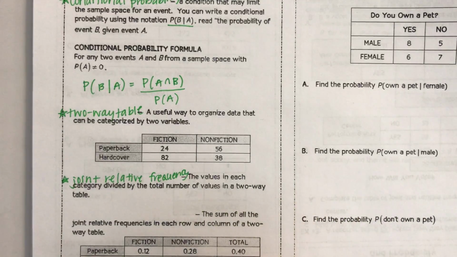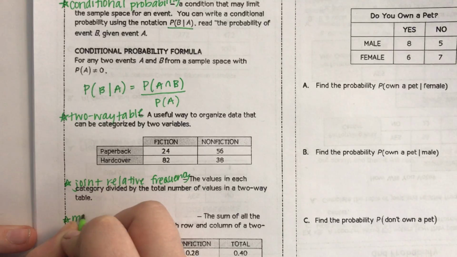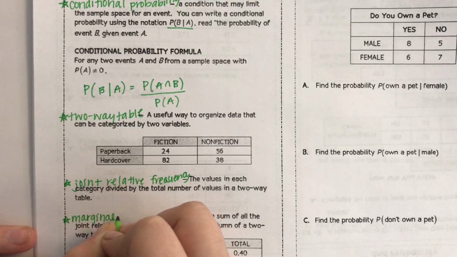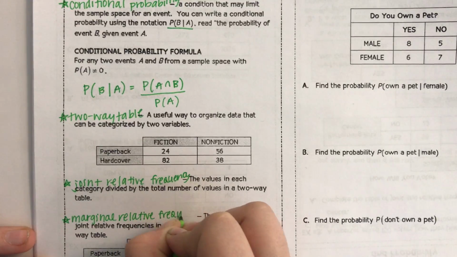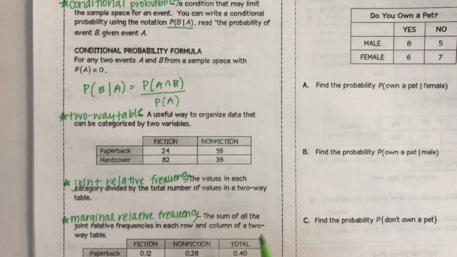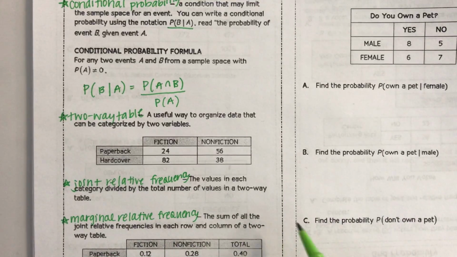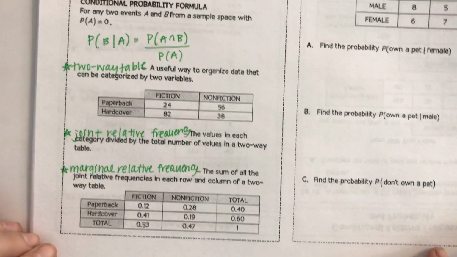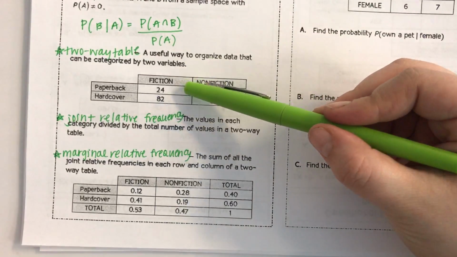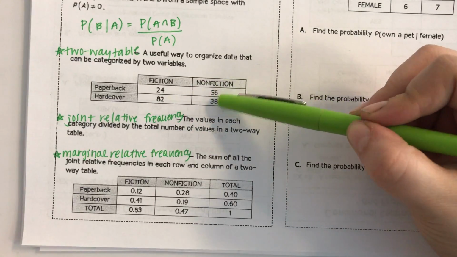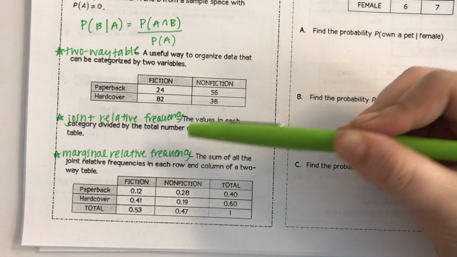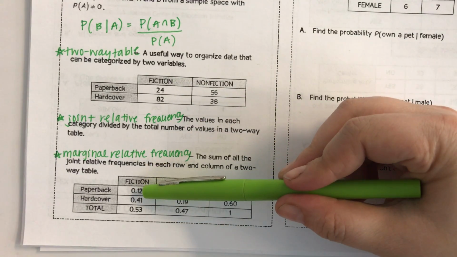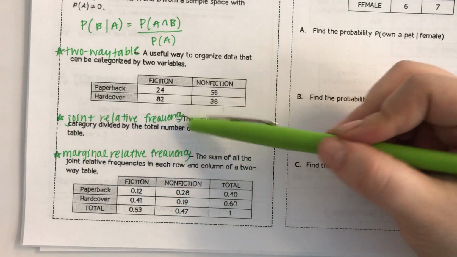Okay? So marginal relative frequency. These sound like really complicated terms, but they're not. They just mean certain things. It is the sum of all the joint relative frequencies in each row and column of a two-way table. So what this means is, let me move this up so you can see. If I were to find the joint relative frequency for each category, and in this table there are 4 categories, meaning divide 24 by the total number of books, I would get this joint relative frequency here. Okay, I would do the same thing for each of these categories.